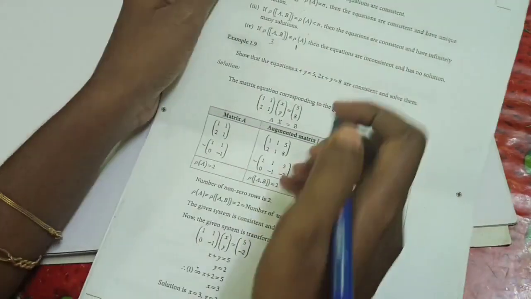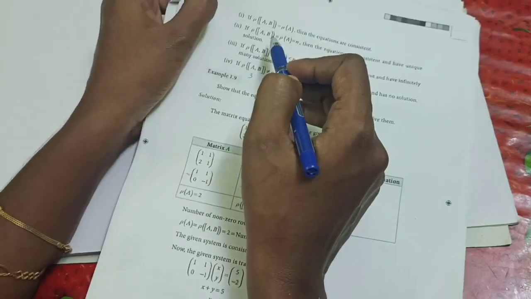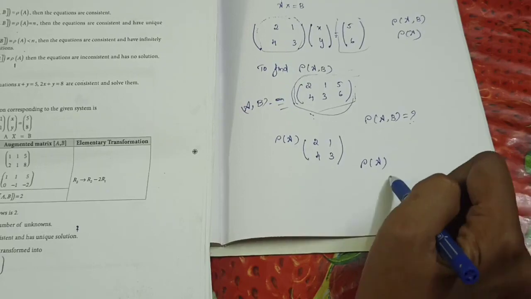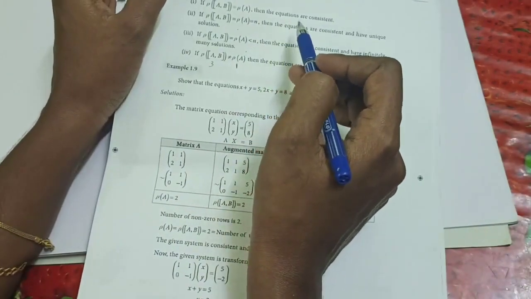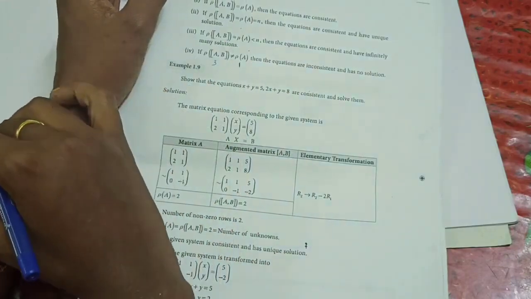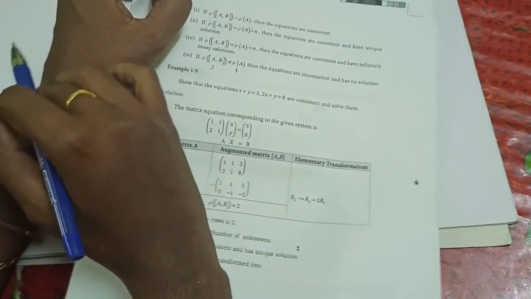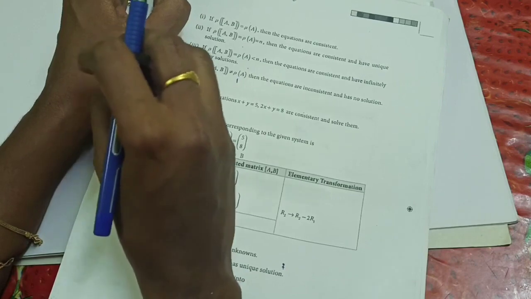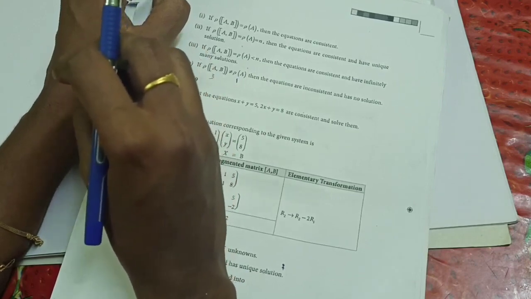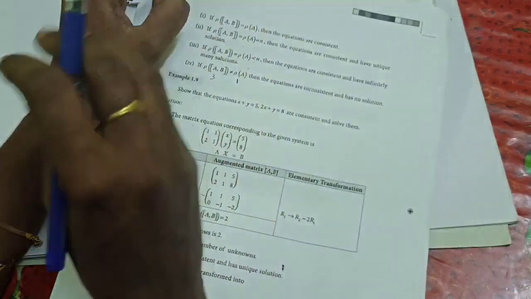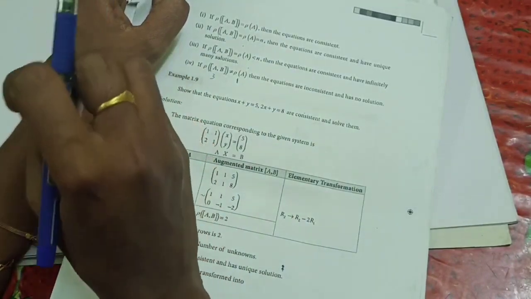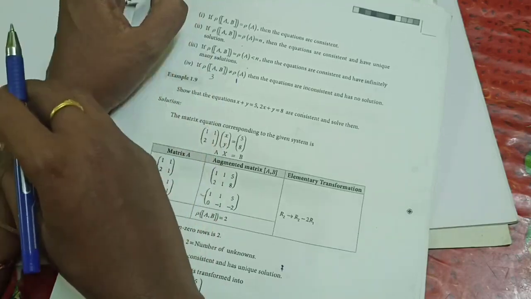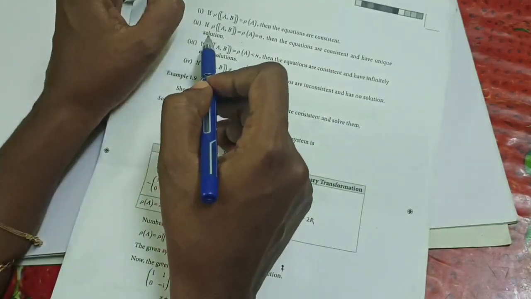Now see the first one. When rank of A comma B is equal to rank of A, and you get this answer equal, we say the equations are consistent. So this is the first thing. I hope you got some idea. When you do the problems, you will get a clear idea.